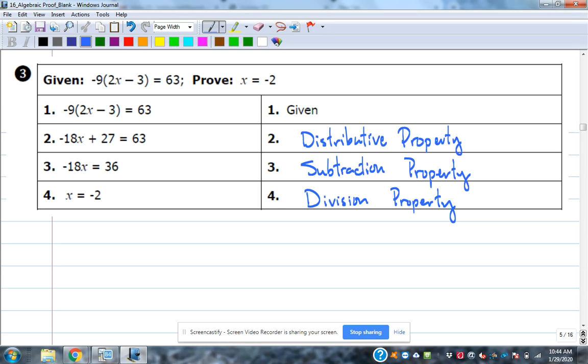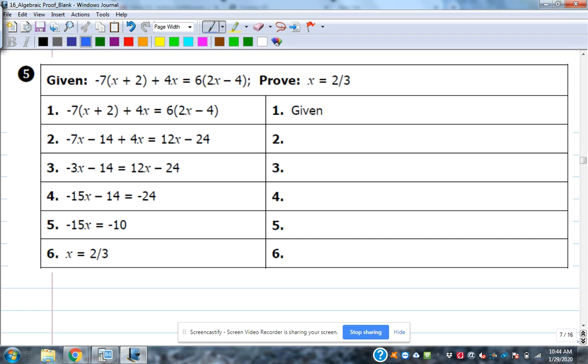Let's skip on down there to number 5. It looks like a lot of fun. But it's an equation. It's only got x's in it, so it can't be too hard. It's only got one variable. Just got a lot of stuff. So step 1, they give us the given, the original problem, and they say that was given to us. We're trying to prove that x is equal to 2/3 out of this.